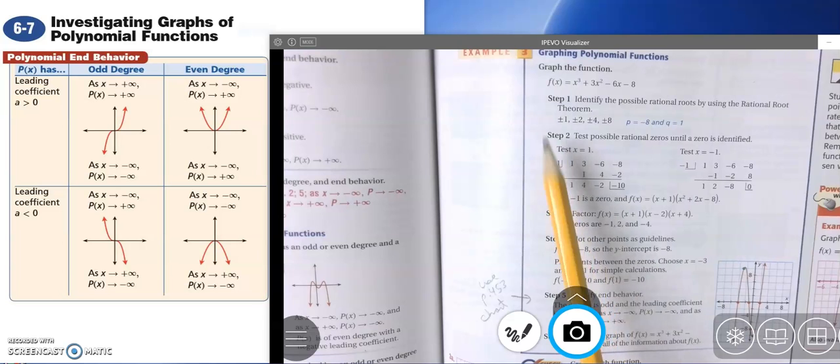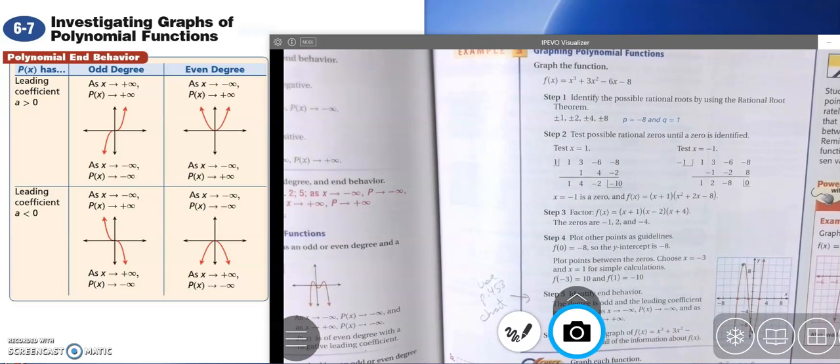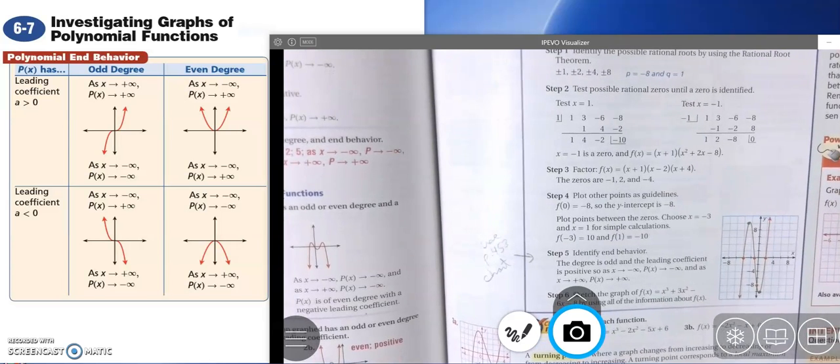So when I substitute 1 up here, I end up with y equals -10. So these are my coordinates, (-3, 10) and (1, -10). You're going to plot those points. Okay? Then your last step now is to identify the end behavior.